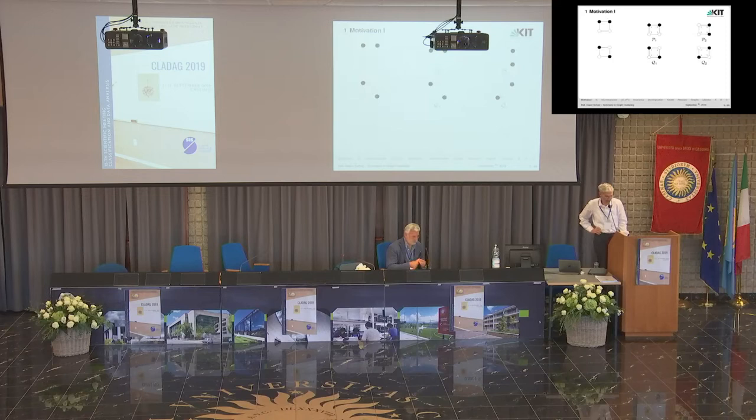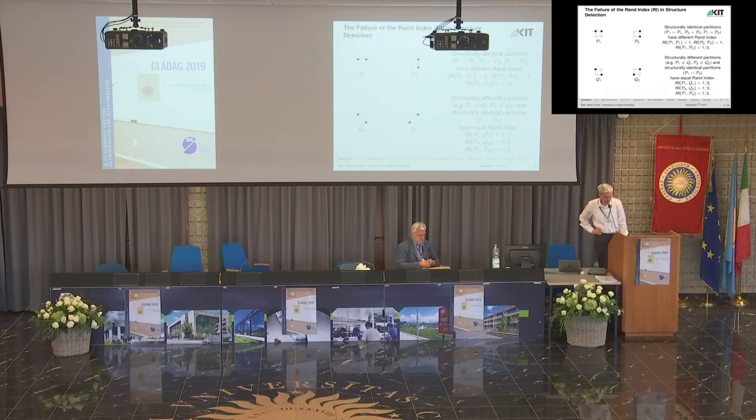Let's start out with my motivation first. I have here a single, very simple graph, and two different types of this simplest possible case. And actually what one would think of is that the Rand measure or any other partition comparison measure could distinguish the cases. Now let's have a little bit closer look into the whole thing. The first picture shows you that structurally identical partitions have a different Rand index. Basically, P1 and P2 are structurally equivalent, but the Rand index is about 1/3.